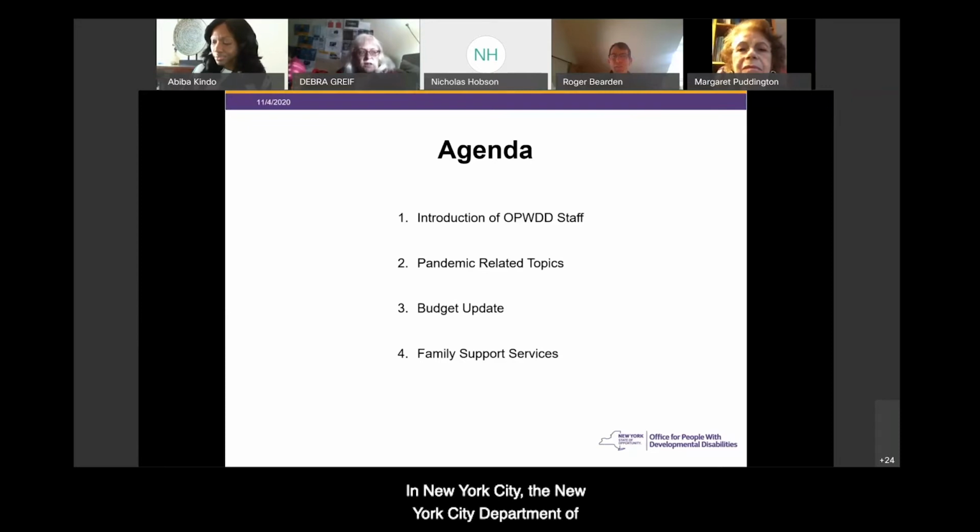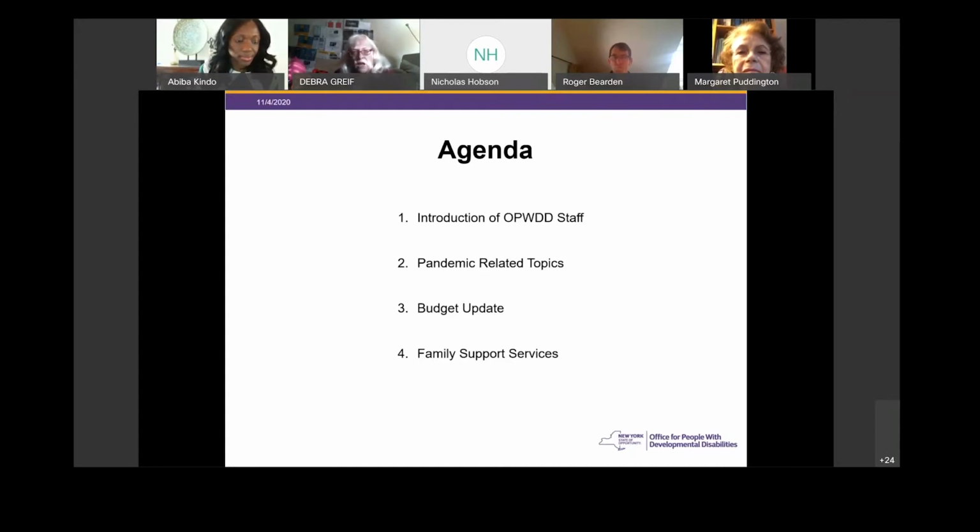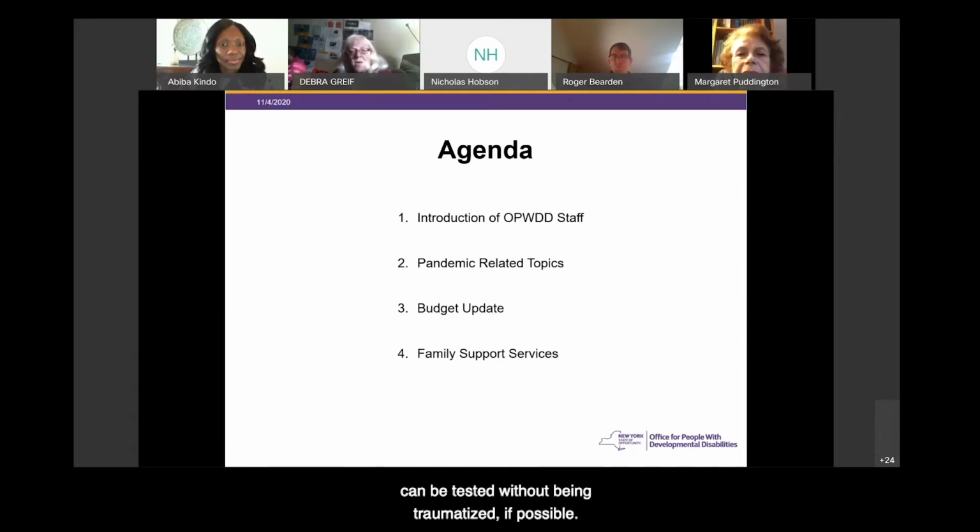In New York City, the New York City Department of Health, through the Mayor's Community Affairs Unit, is going around seeing that our individuals are tested. Many of them, and the parents have told me, will not let the long swab go in their nose. They try to do the short swab, which can be used too, but many won't allow it. So what we're asking is, are Article 16 and 28 clinics assisting the local Department of Health or government-run clinics to make sure our individuals can be tested without being traumatized, if possible?